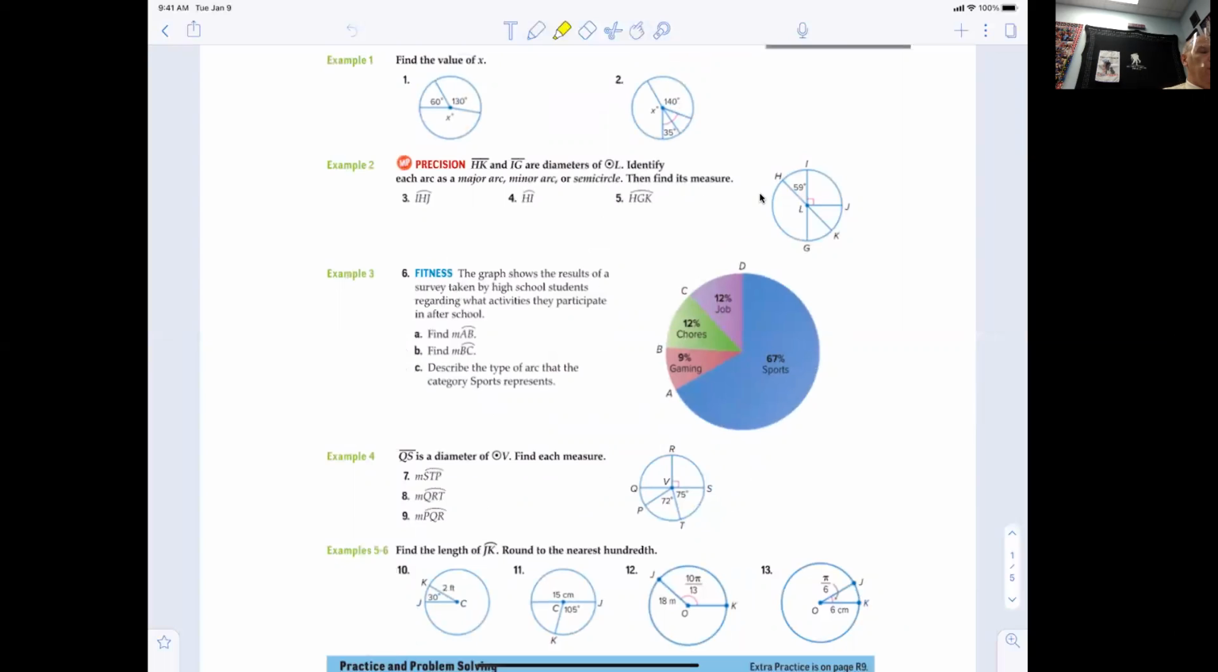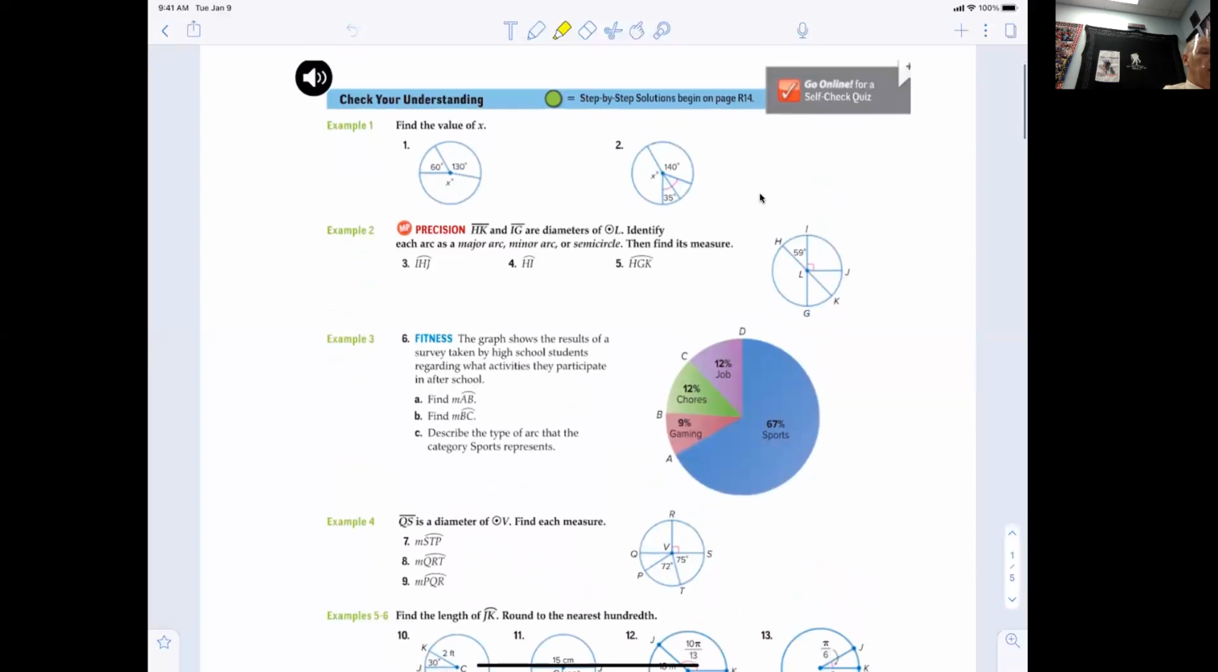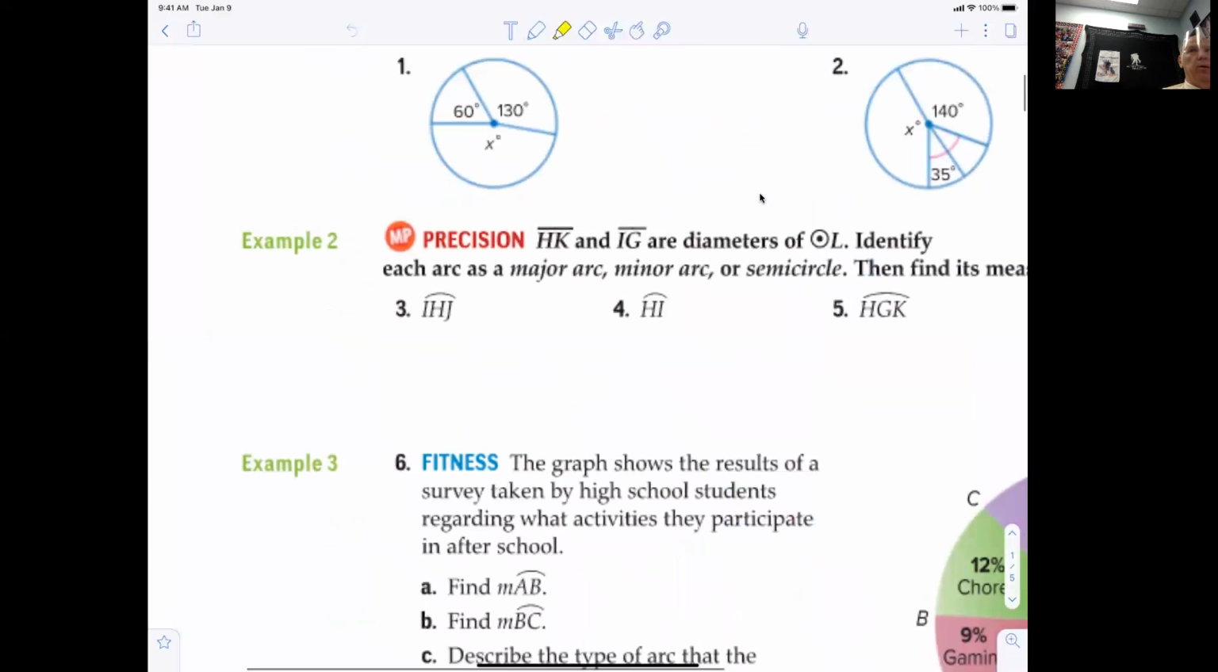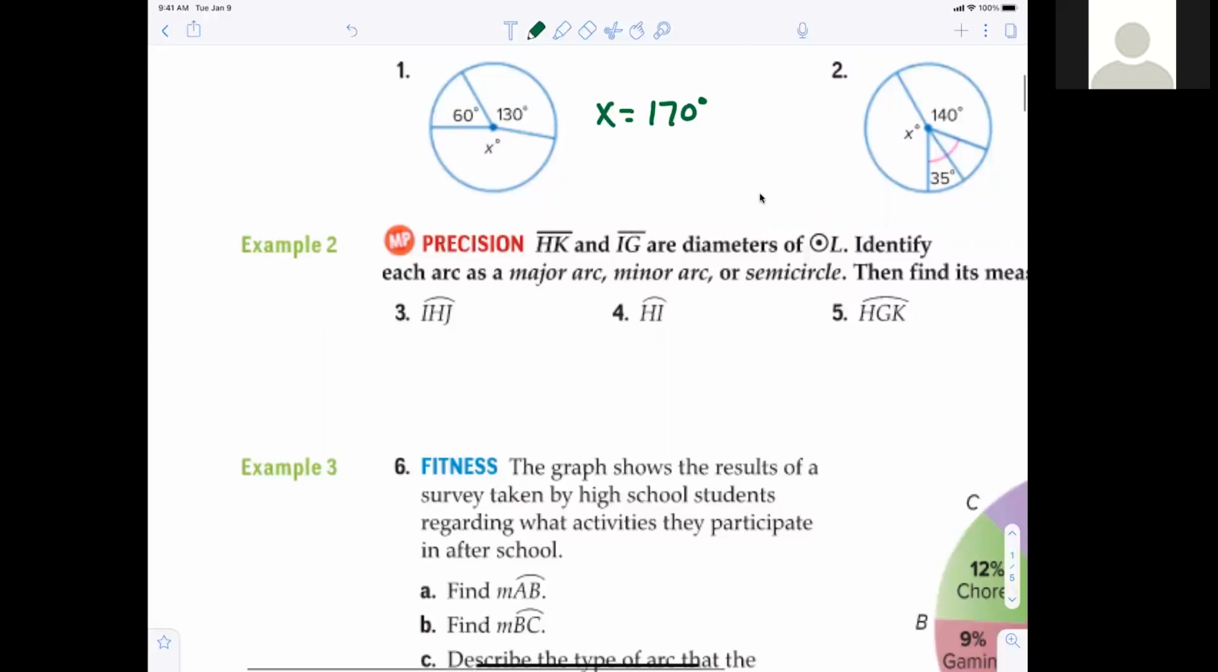Let's just go ahead and talk about it though, real quick. How many degrees in a circle? 360. So these are going to be super easy. If there's 360 degrees in a complete circle, then in this case, x would have to be what? 170. 170 degrees.